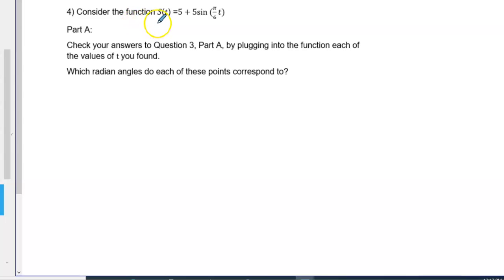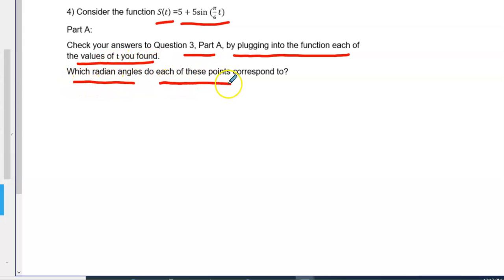Consider the function s of t equals 5 plus 5 sine pi on 6t. You want to check your answers to question 3 part A by plugging into the function each of the values of t you found. Which radian angles do each of these points correspond to? I want you to pause this video, attempt the question, and then let's look at the solution together.